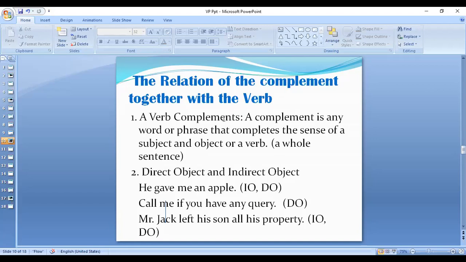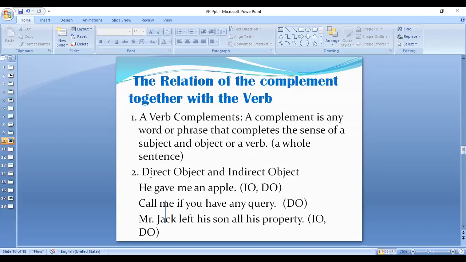Above, verb complements. A complement is any word or phrase that completes the sense of a subject or an object or a verb, or of the sentence as a whole. So complements often function to complete the meaning of the whole sentence. Without a complement, the verb does not function well. That's why the verb has an intricate relationship with the complements.